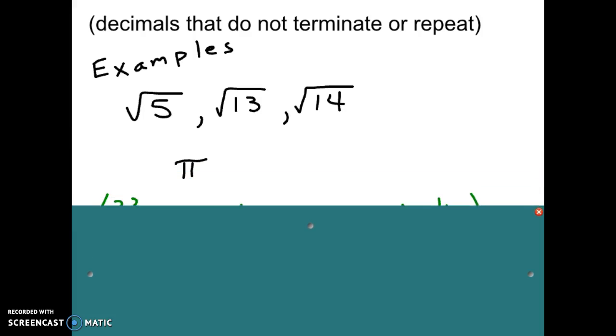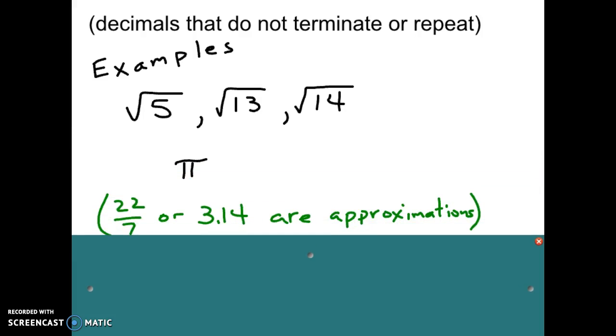Some other common examples are things like pi, whereas you've been told to use 22/7 or 3.14 for the value of pi when you're doing calculations. Note these are just approximations. Pi does not repeat, does not terminate as far as the number itself goes.